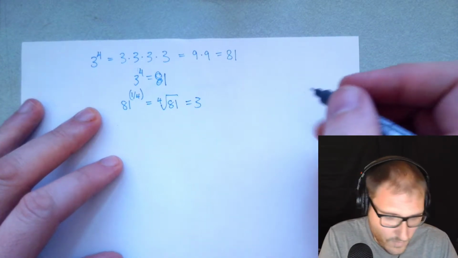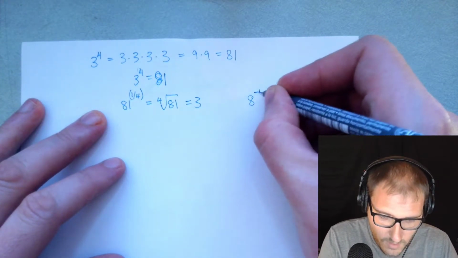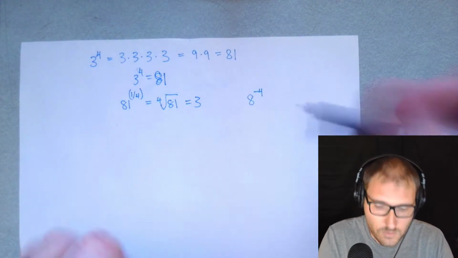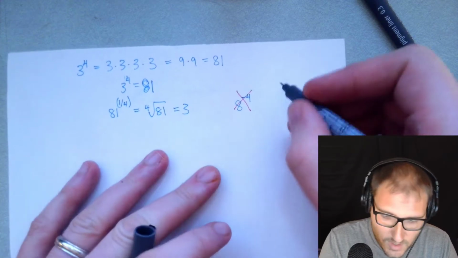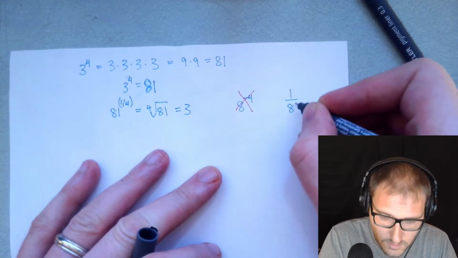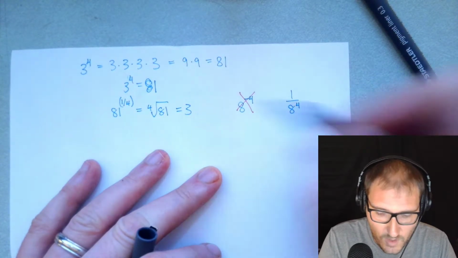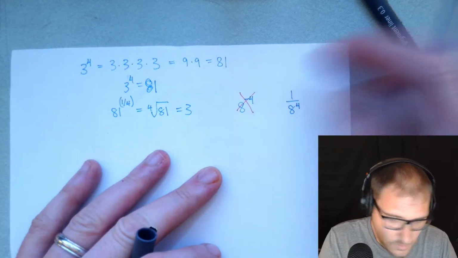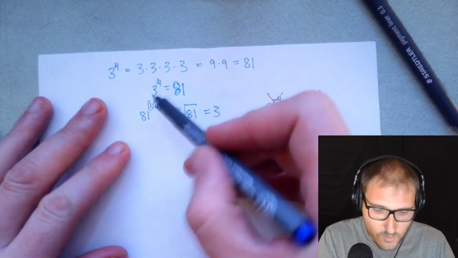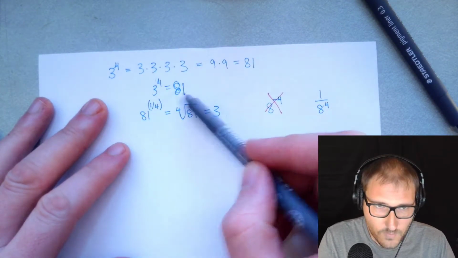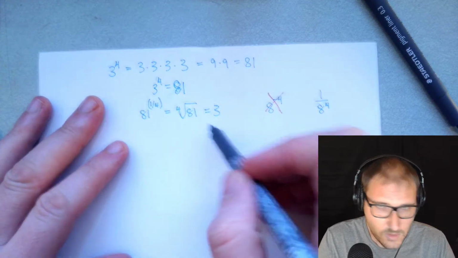It's very important that it's not like 8 to the negative 4. Don't do that. If you want to know what that actually is, that's 1 over 8 to the 4. But that's a totally different thing. You're not going to get to 3 that way. That's not what we want, so just ignore that for now. So we started off with 3 to the 4 equals 81. Then we had 81 to the 1/4 power equals 3.